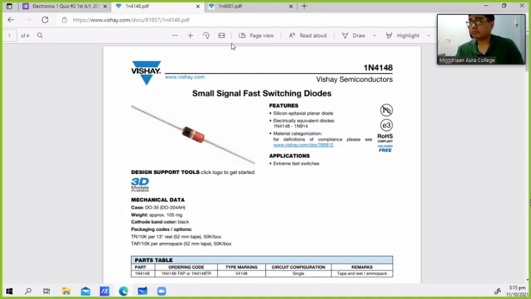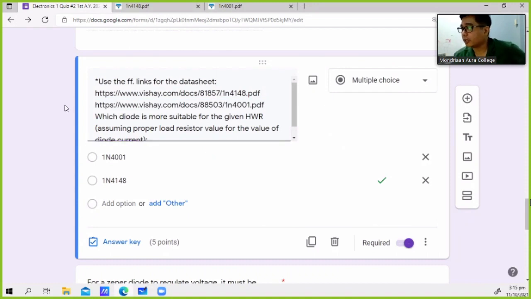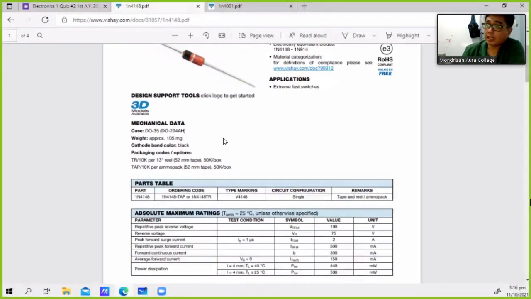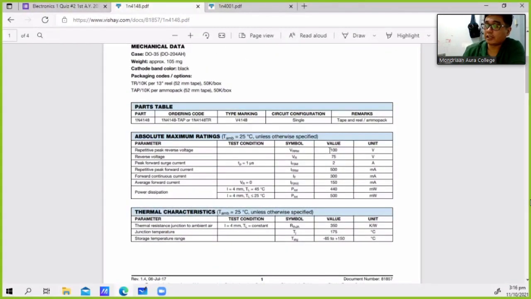Okay? So, ang tanong dito, nakalagay, which diode is more suitable for the given half-wave rectifier, yung given kanina, assuming proper load resistor value for the value of diode current. So ano daw bang pwede natin gamitin? So anong titignan nyo dyan ngayon? Pareho silang silicon. Pareho silang pwedeng gamitin as rectifier. So titignan natin dito yung PRRV. Remember? Yung PRRV or the peak repetitive reverse voltage. So tingnan natin kung anong PRRV ng 1N4148.